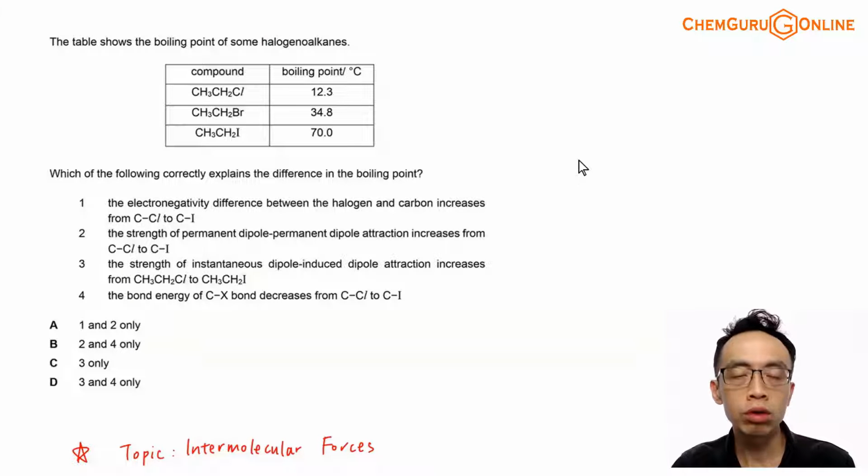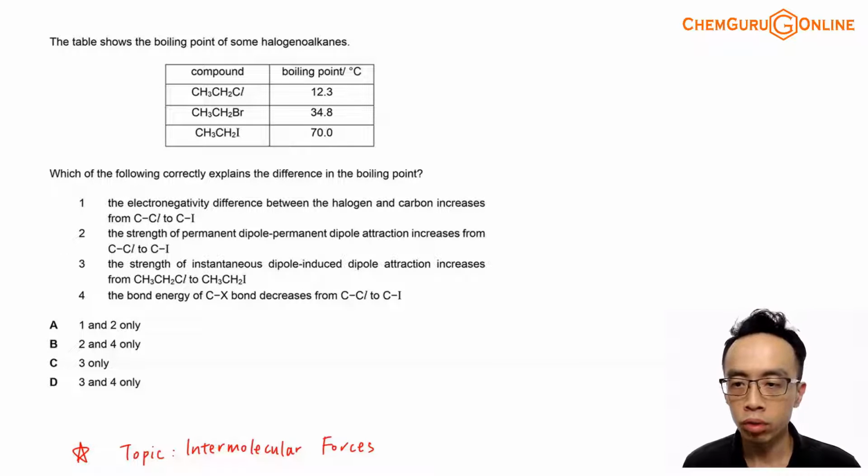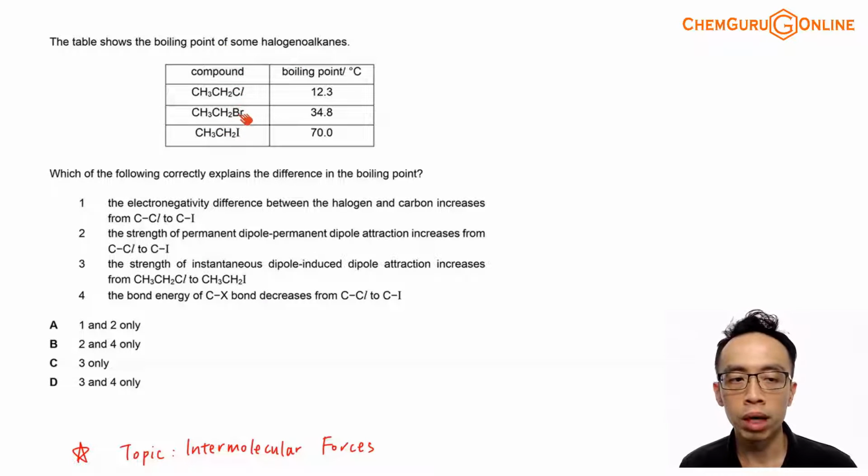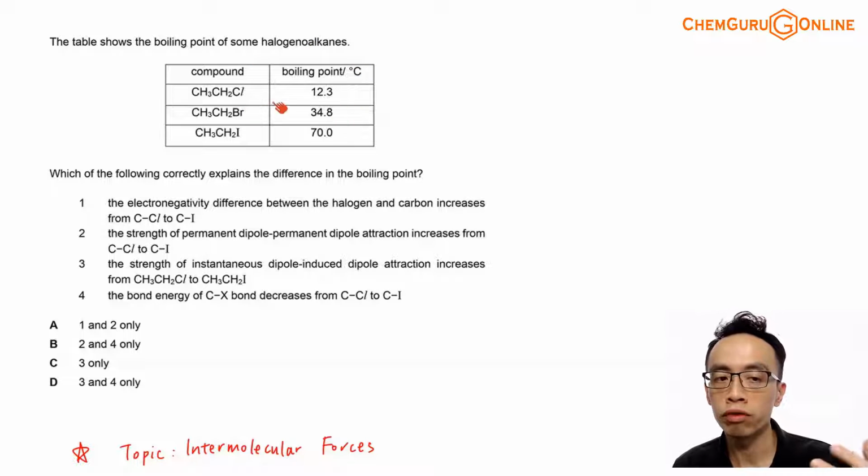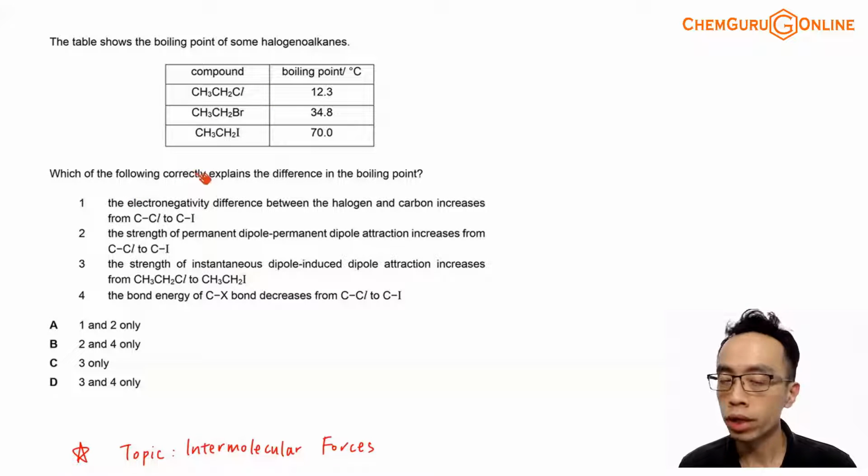Now in this week's video, we want to go through a question involving intermolecular forces, comparing the boiling points of halogenoethane. So let's take a look at this question. The table shows the boiling point of some halogenoalkanes. So we have three compounds: chloroethane, bromoethane, and iodoethane. And the boiling points are given here. You will notice the boiling point increases when you move from chloro compound to bromo compound to iodo compound. Which of the following correctly explains the difference in the boiling point?